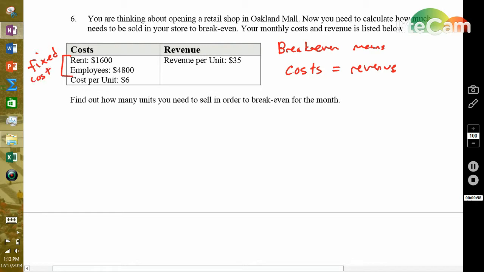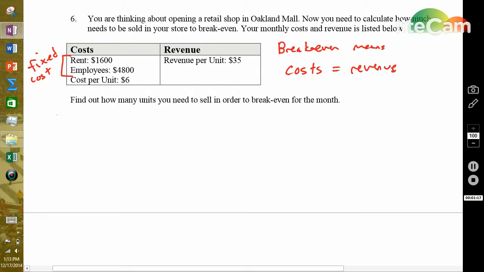Now, in mathematical terms, this is what's called the y-intercept. The reason it's called the y-intercept is because this is where x is equal to 0. If you don't make any units at all, how much do you still have to pay? Where do you start at with your cost equation?